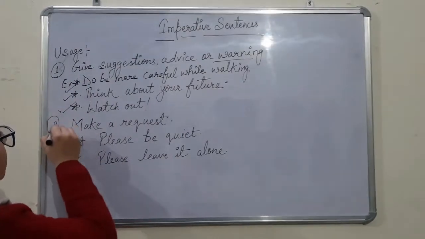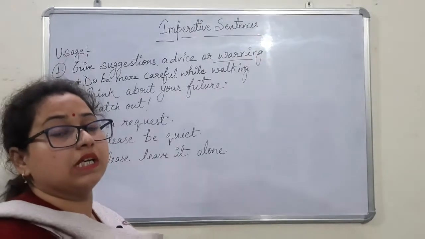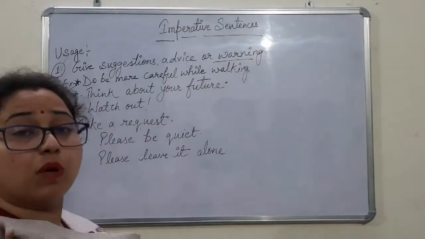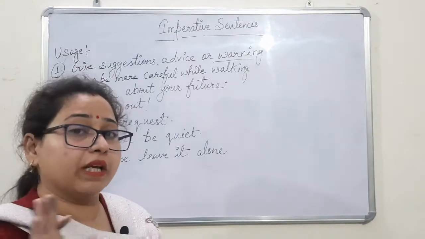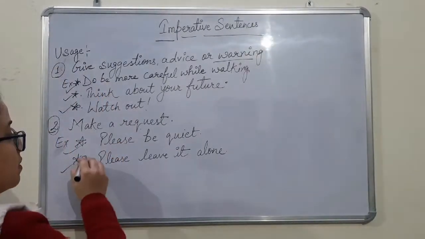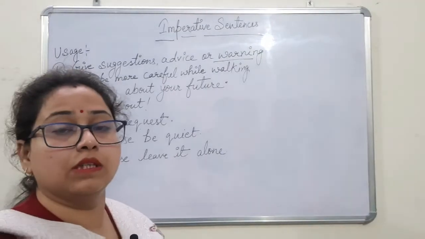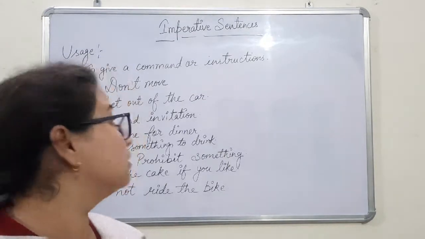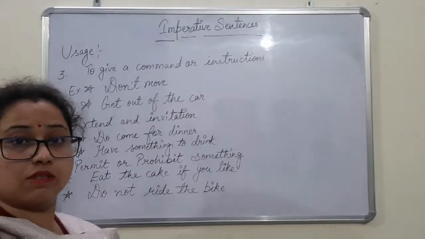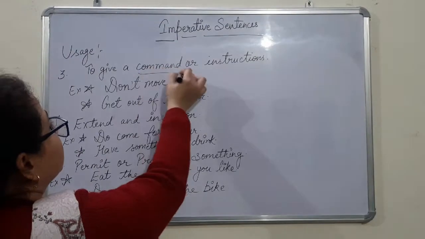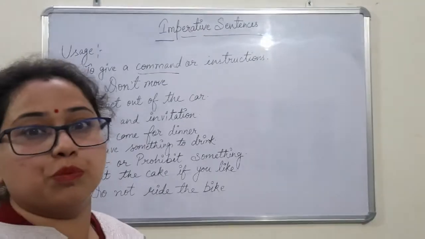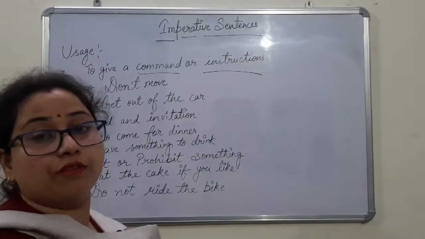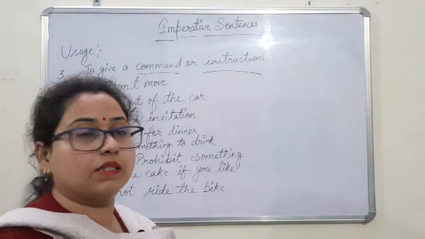The next is make a request. When we make a request, it also comes into imperative sentences. Like please be quiet, please don't make a noise. Next, please leave it alone, please don't do that. Number 3, to give command or instructions. When we give commands, we use words like don't move, don't do something. An instruction, like get out of the car, go to your seat.